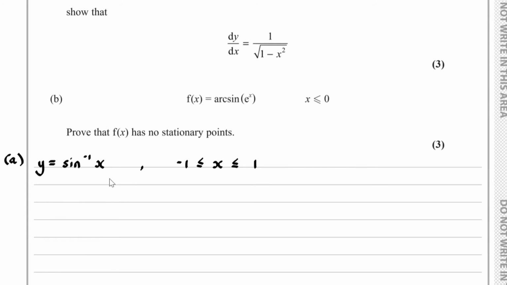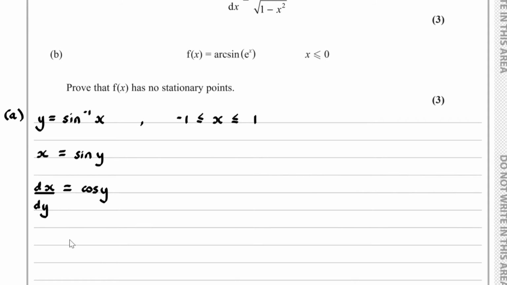And at this point, we can take the sine of both sides. The sine of the inverse sine of x is just x, and this will equal to the sine of y. And at this point, we can find out what dx over dy is. Differentiating sine y with respect to y, we end up with cos y.